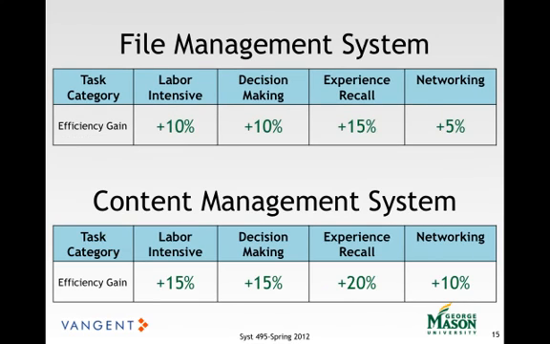The effect of each alternative on the model is captured via efficiency indexes determined for each alternative, capturing the efficiency improvement. For example, the content management system gives a 15% increase for labor-intensive tasks, so the efficiency index would be 0.85, meaning that all labor-intensive tasks would take 85% as long as they used to before the implementation.